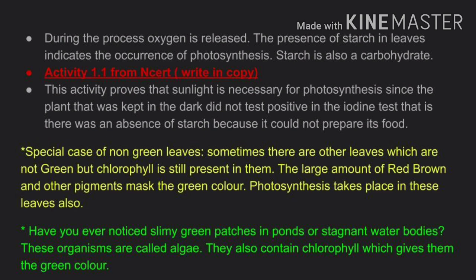Again, have you seen slimy green patches, these green colored plants growing on stagnant water bodies? These organisms are called algae. They are living organisms. They are not plants as such. They also contain the pigment chlorophyll, and that is why they have green color in them. So algae are the slimy green patches in ponds or stagnant water bodies. They also have chlorophyll present in their bodies, so they also appear green to us.